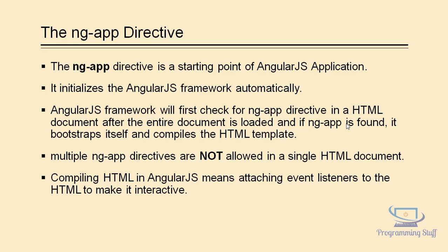It will first check for the ng-app directive. Angular first checks for the ng-app directive in the HTML document after the entire document is loaded, and if ng-app is found, it bootstraps itself and compiles the HTML template. Compiling HTML in AngularJS means attaching event listeners and events to the HTML to make it interactive.